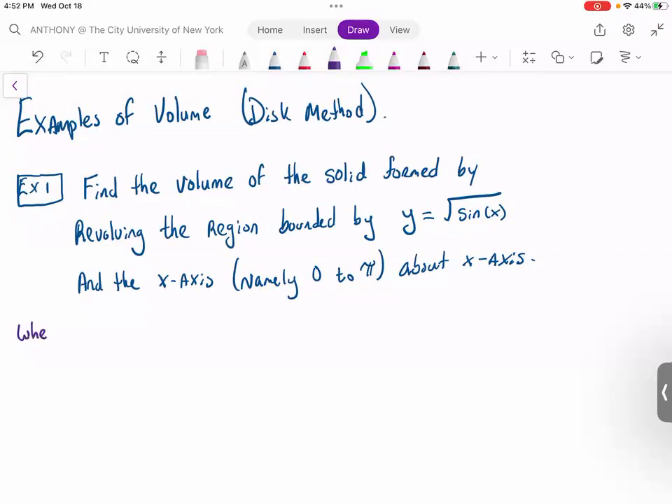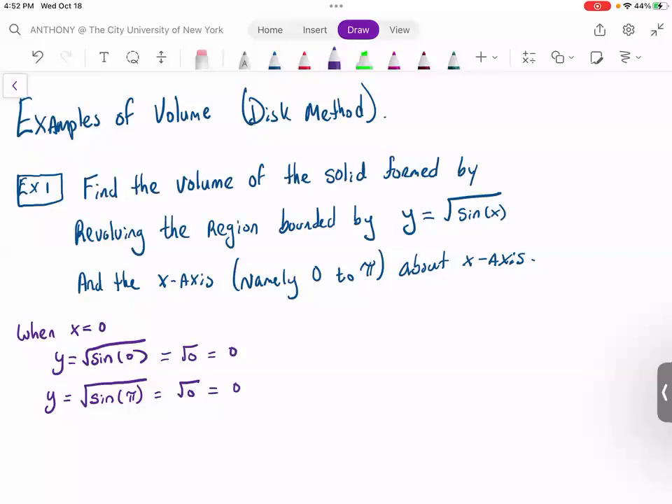When x is equal to 0 and pi, we can plug it into this equation so that way we can figure out what points lie on the square root of sine of x curve, okay? So when x is equal to 0, y is equal to the square root of sine of 0. What is sine of 0? 0, right? So we get the square root of 0, which is 0. Now, if y is equal to the square root of sine of pi, what is sine of pi? 0. So this is going to be the square root of 0, which is 0.